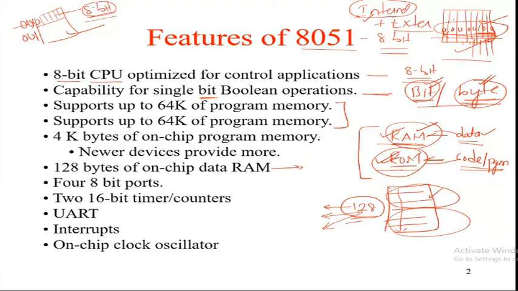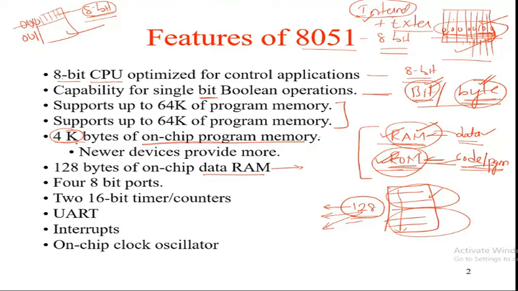How much internal memory is there to load a program? Coming to the ROM, that is an on-chip program memory, and this 128 bytes of RAM is called the data RAM, and the ROM is called the program memory. Already I told here, code memory or program memory, that is an on-chip program memory. It has 4 kilobytes of ROM.